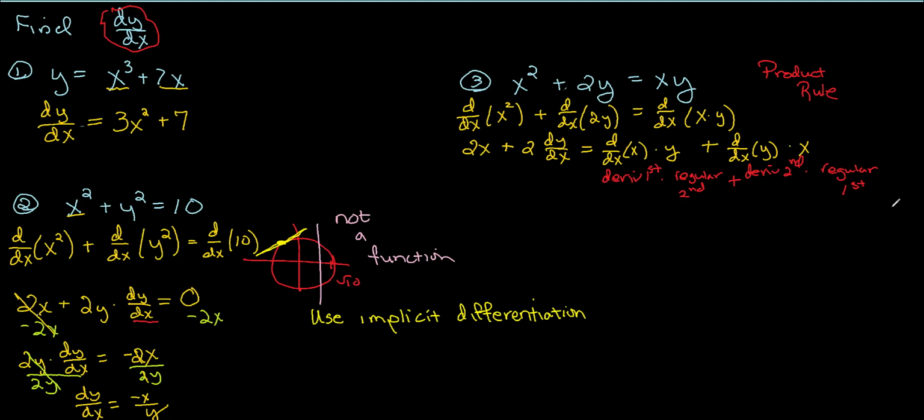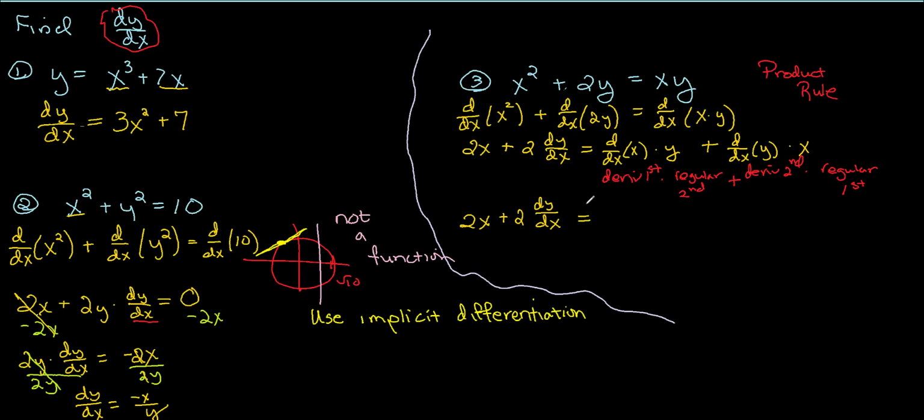All right, let's keep going here. A little border for our work. We have on the left-hand side 2x. That didn't change. We have a 2 times dy/dx. That did not change. On the right-hand side, I have d/dx of x. So I have the derivative with respect to x of x. That's just 1 times a regular old y. There it is. Plus the derivative with respect to x of y is just 1 times dy/dx times a regular old x. All right, this is looking good.